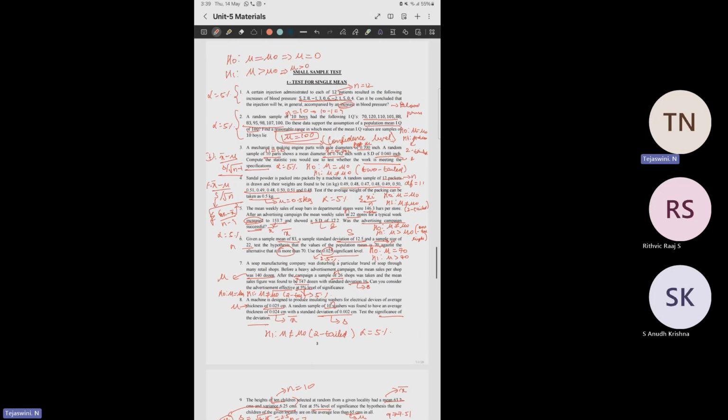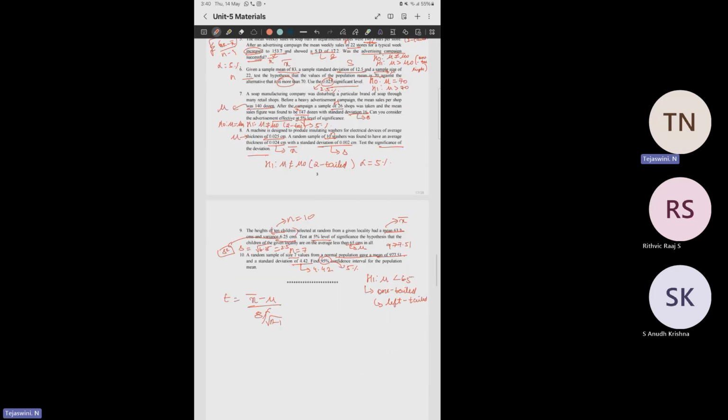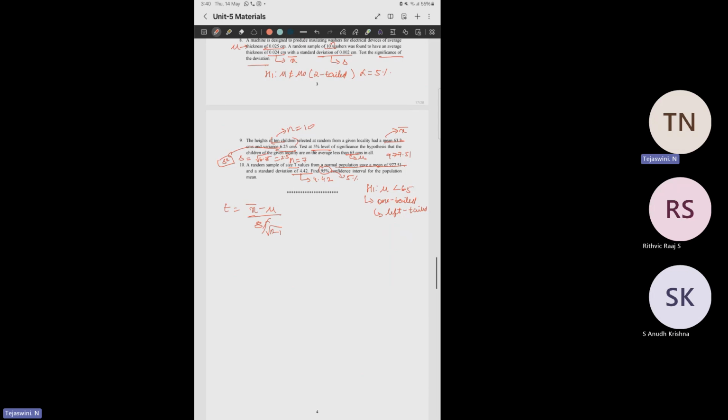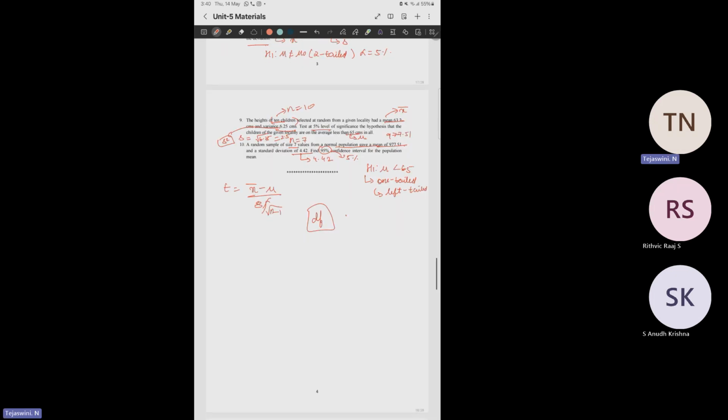Is single mean okay for everyone? We'll move on to difference of mean, and then we can close. And for a small sample test, don't forget to check the value of t using degree of freedom, that is n minus 1. If you take it using n, your value may be wrong, and then you may get the wrong answer.